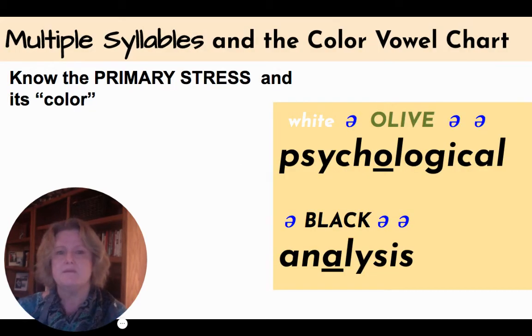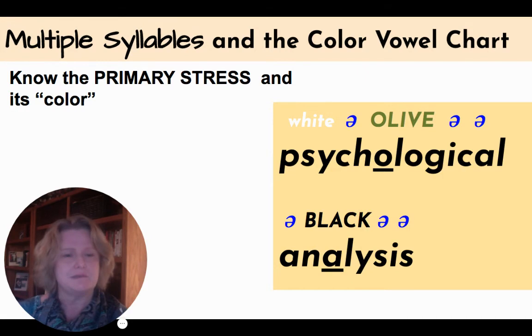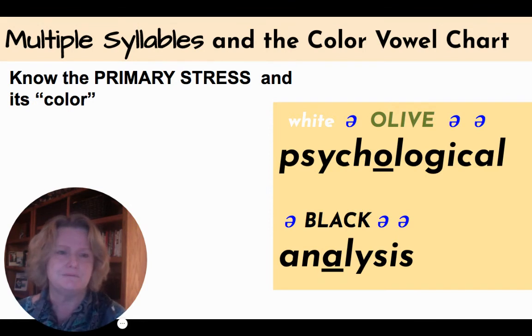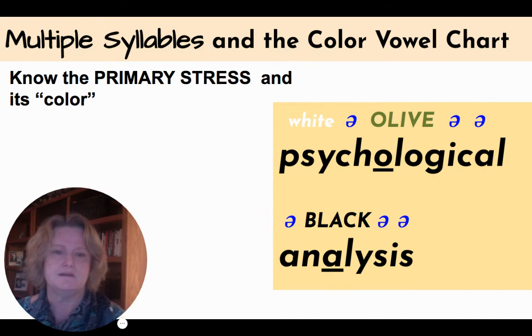Now, when you have many syllables, you need to make sure you know what the primary stress is, like in the word psychological. I see that I put the stress here in the wrong place. It should be on the second O, psychological. And that's olive. Psy has a secondary stress, and that should be white. The other ones are just schwa. And then we have analysis, black. Everything else is a schwa. Analysis.